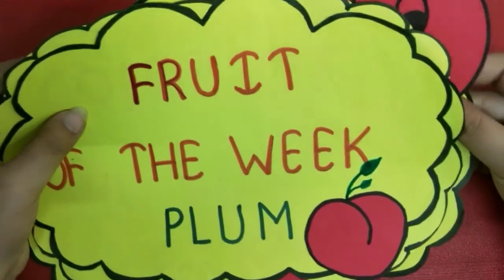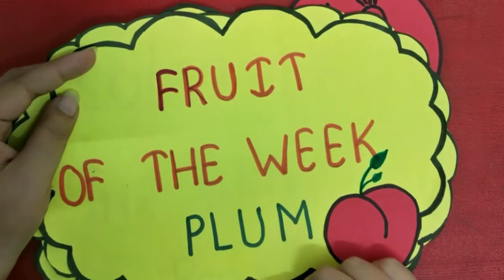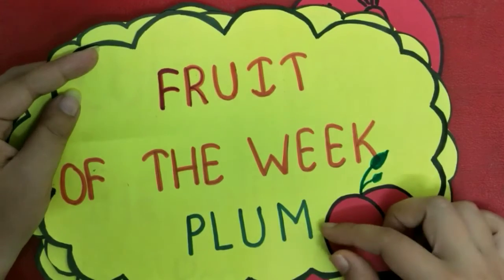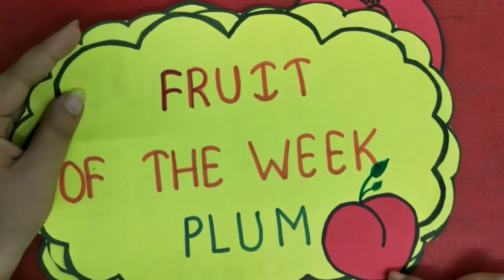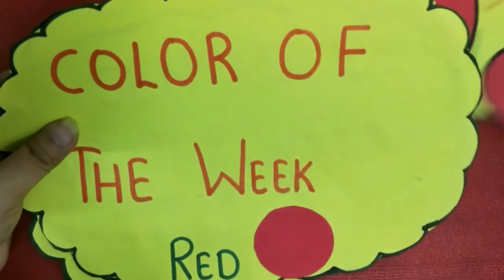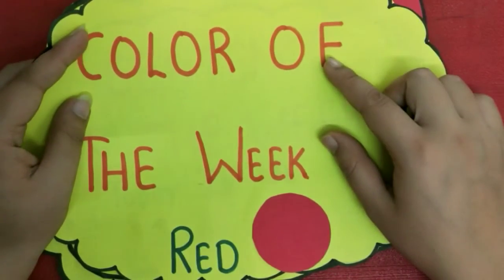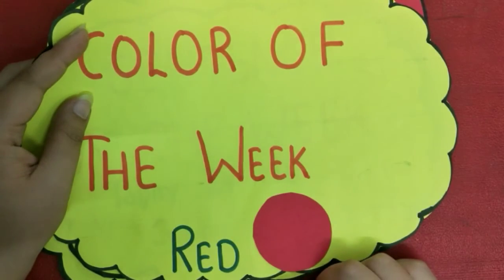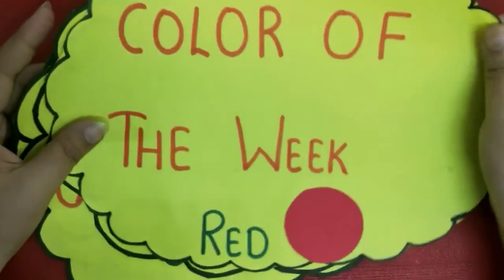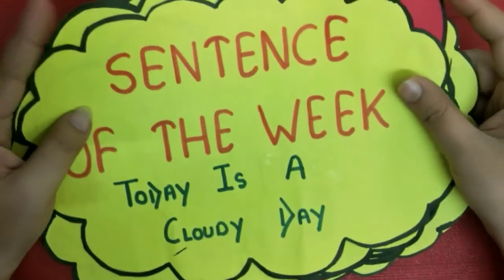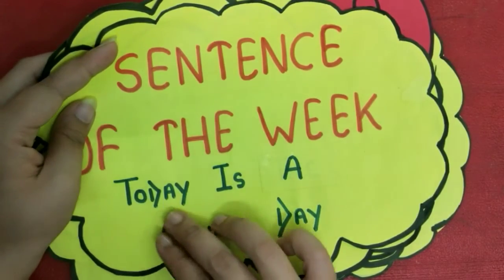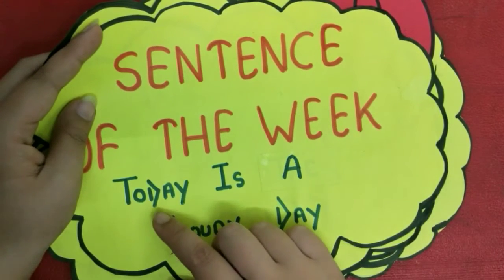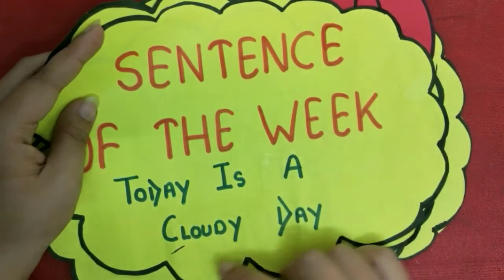Okay, now next is fruit of the week. So fruit of the week is plum. Which fruit is this? Plum. Very good. Now color of the week. So the color of the week is red. Very good. Okay, now next is sentence of the week. So sentence of the week is, today is a cloudy day.